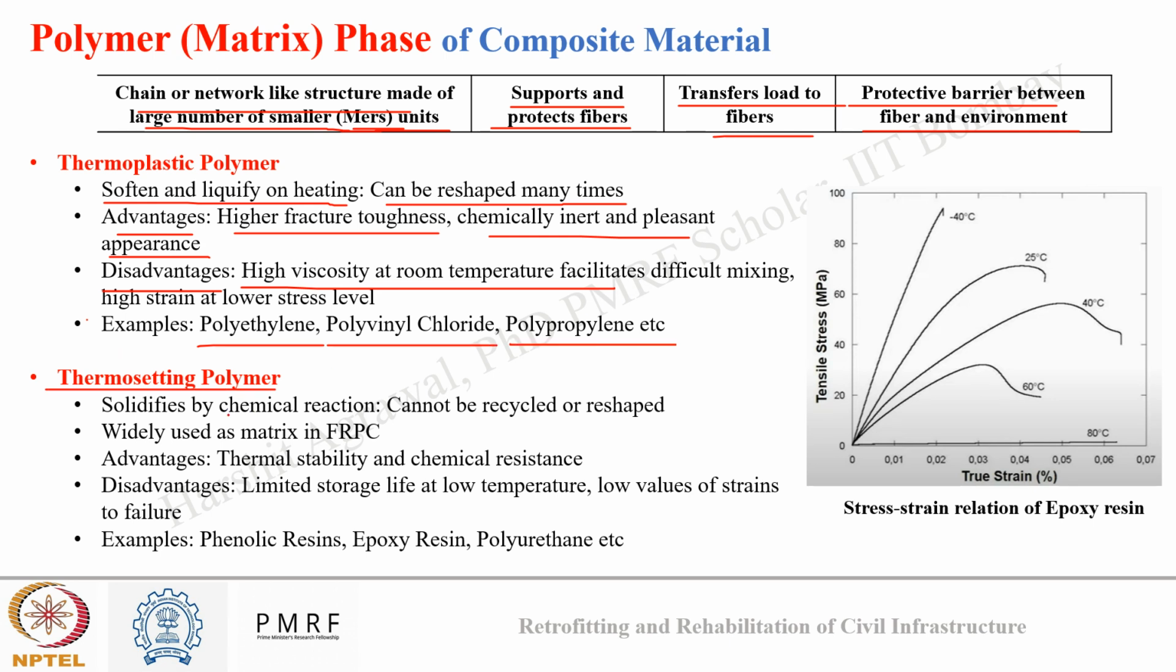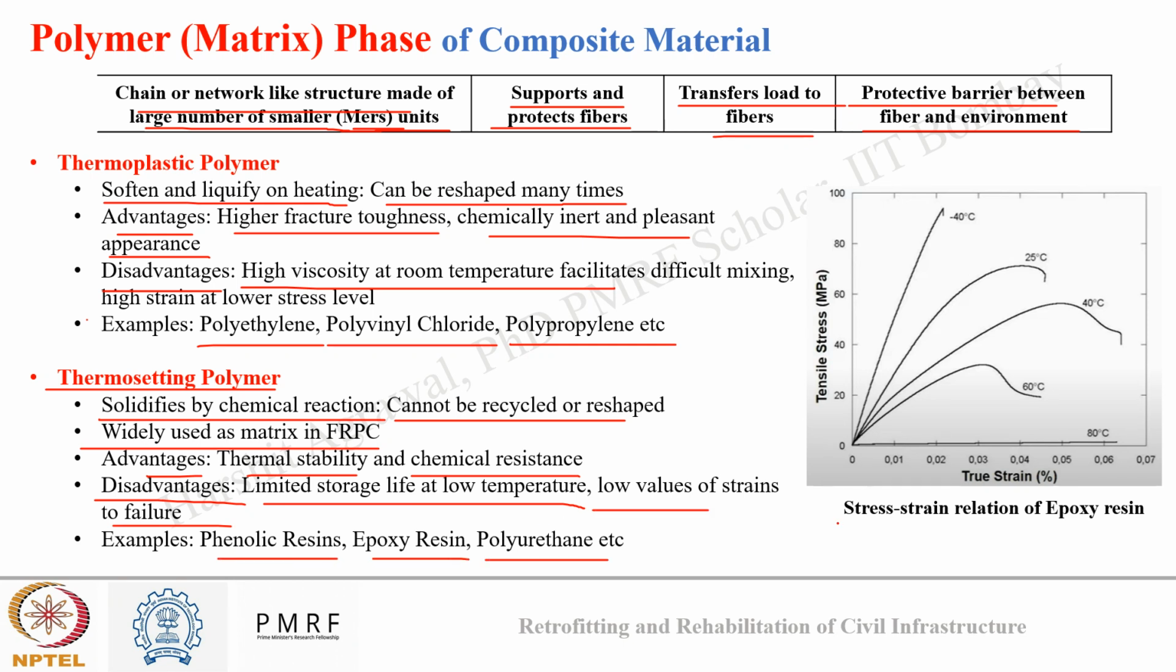While thermosetting polymers solidify by chemical reaction, and they cannot be recycled or reshaped. Okay, they are widely used as a matrix in FRPC because they are easy to handle at room temperature, and they offer advantages like thermal stability and chemical resistance. So with change in temperature, their properties do not change, so they are thermally stable and they have chemical resistance also. However, the disadvantages are they have a limited storage life at low temperature and low values of strain to failure. Okay. And examples are phenolic resin, epoxy resin, and polyurethane.